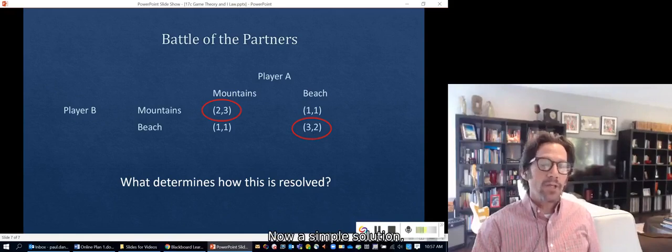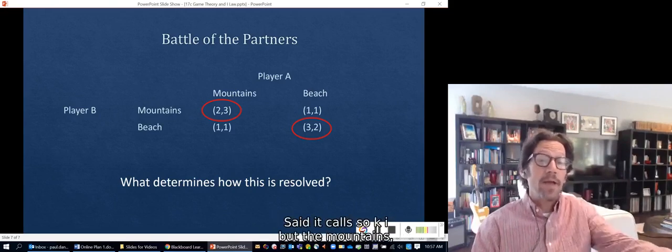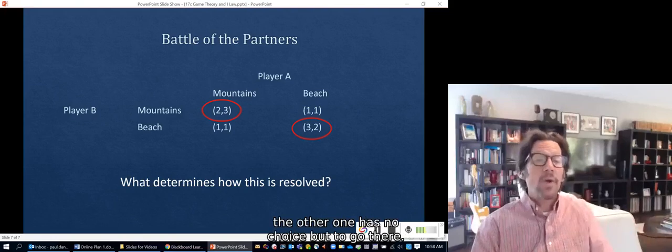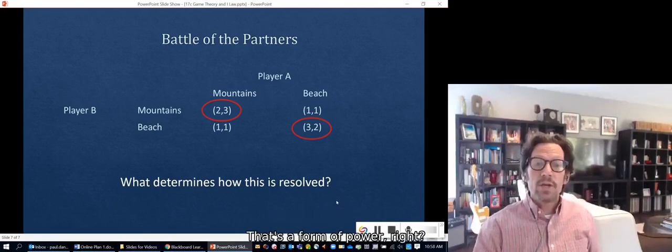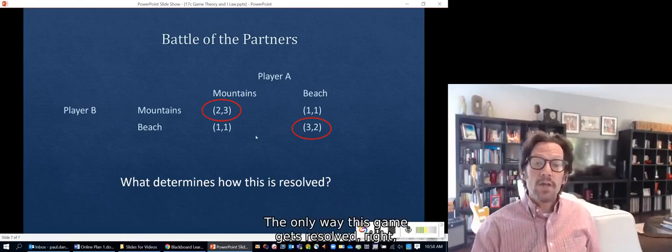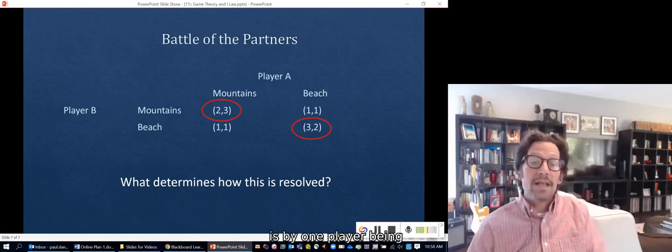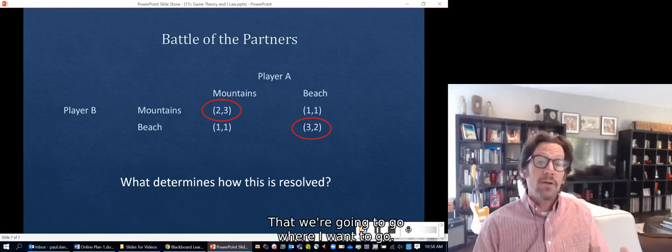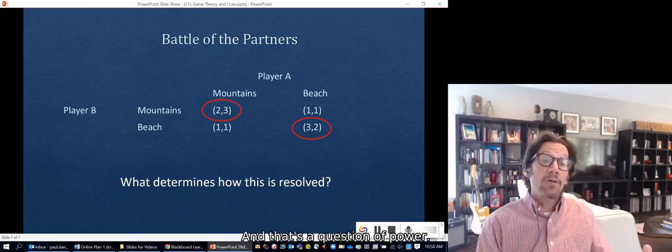Now, a simple solution is whoever goes first. If one person says, okay, I'm leaving first, I'm headed to the mountains, okay, I'm at the mountains, well, then they've kind of won the game because the other one has no choice but to go there. That's a form of power, right? The only way this game gets resolved is by one player being able to convince the other somehow that we're going to go where I want to go. And that's a question of power.